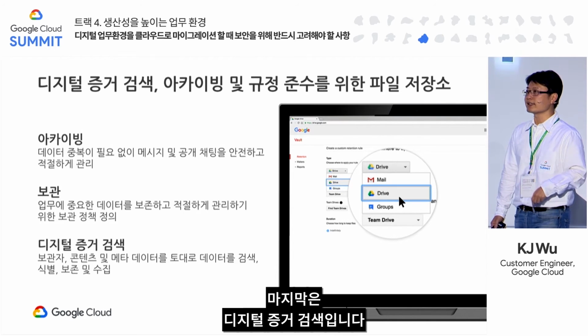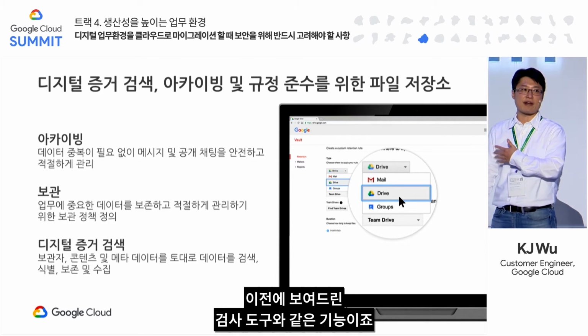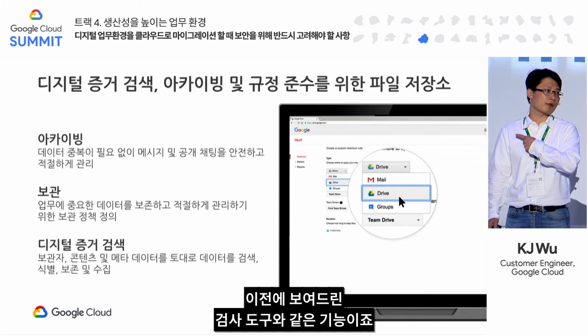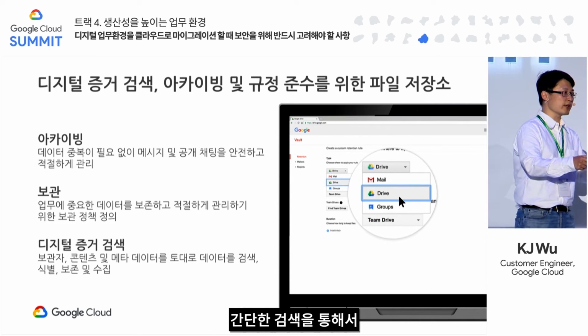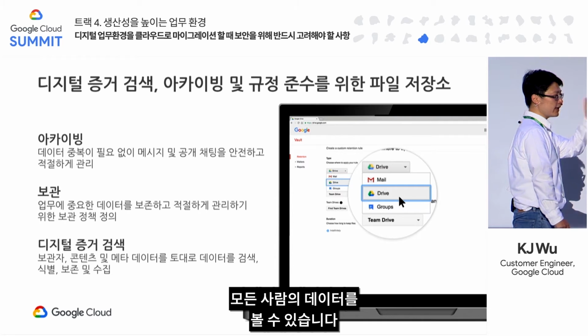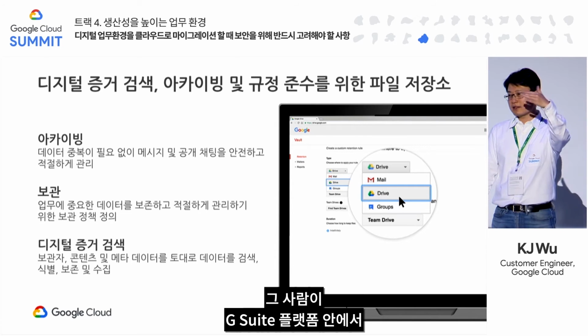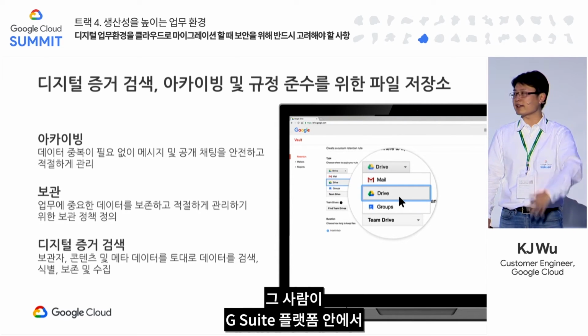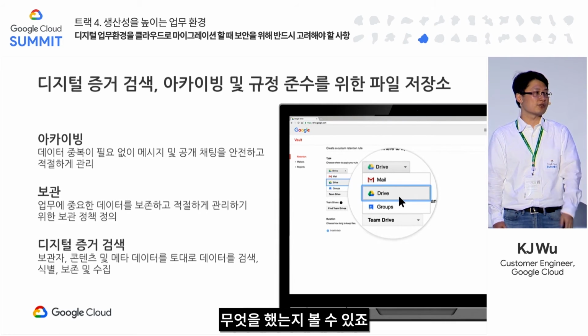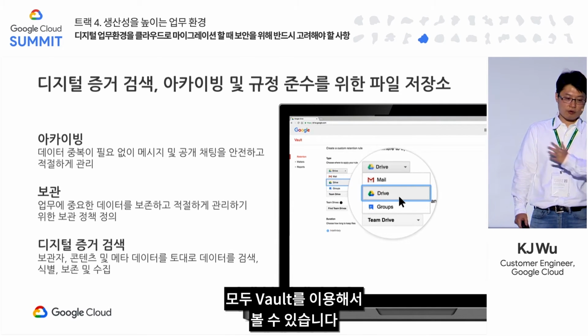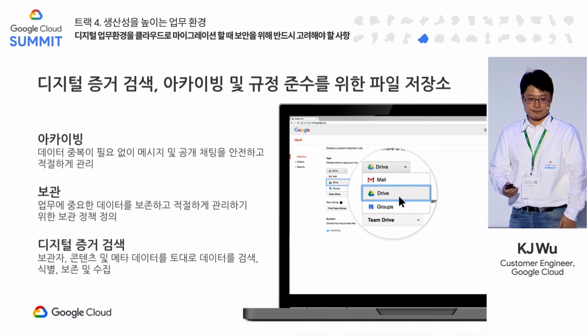And last one, eDiscovery. It's just like the investigation tool I just showed. You just use a search screen. You can drill down to each person and see what he or she has done inside the G Suite platform. That's all you can do through Vault.